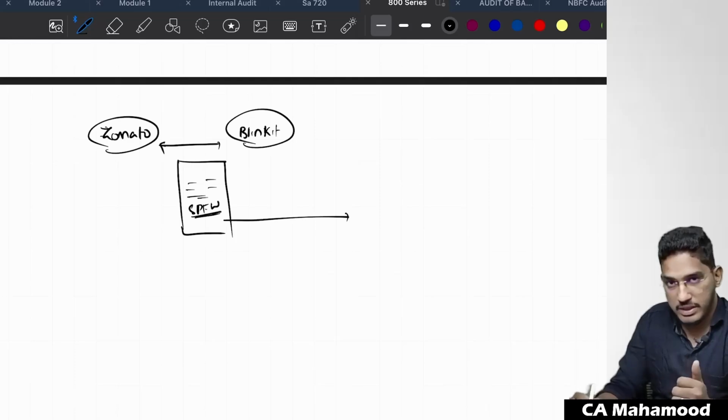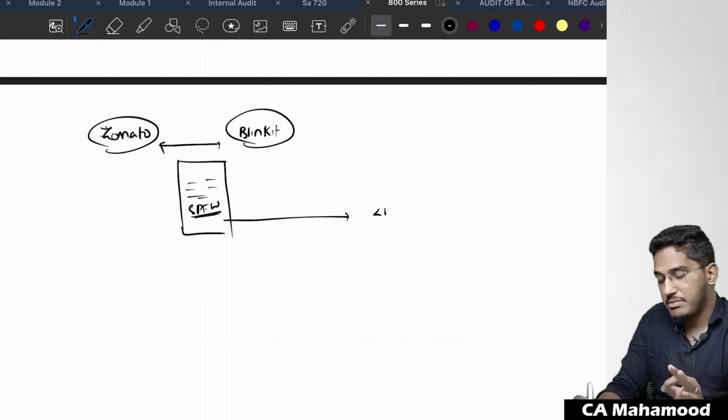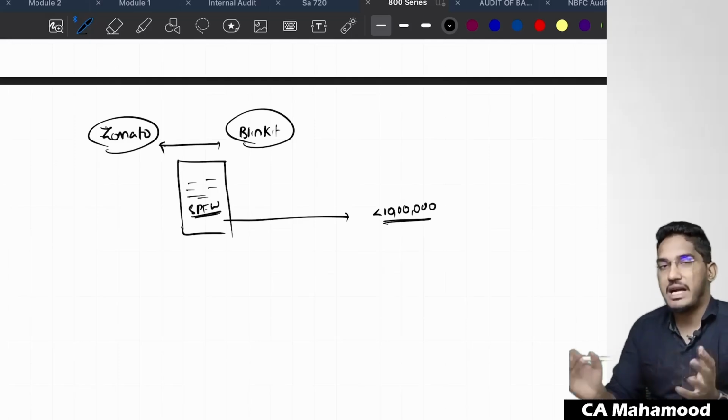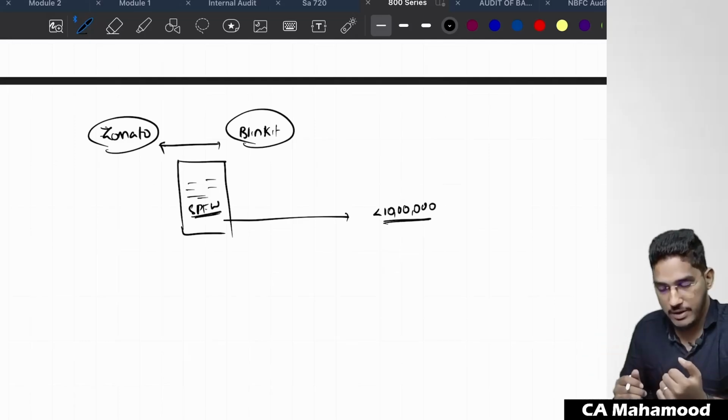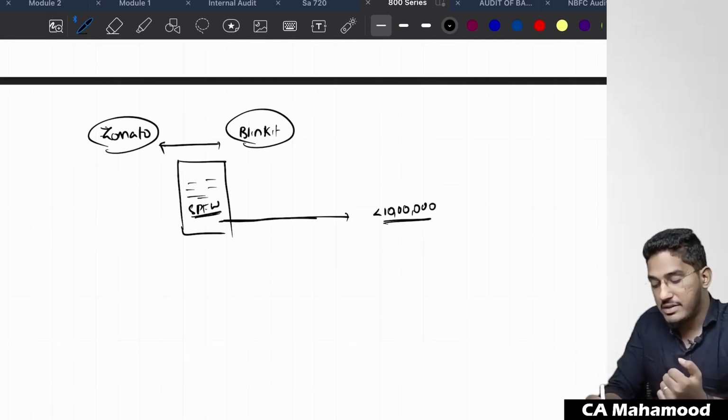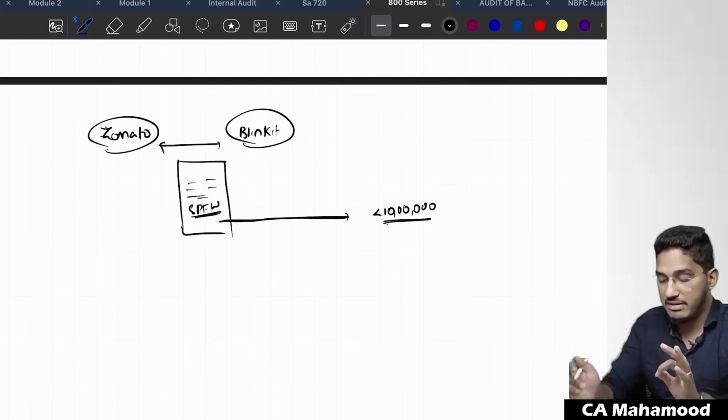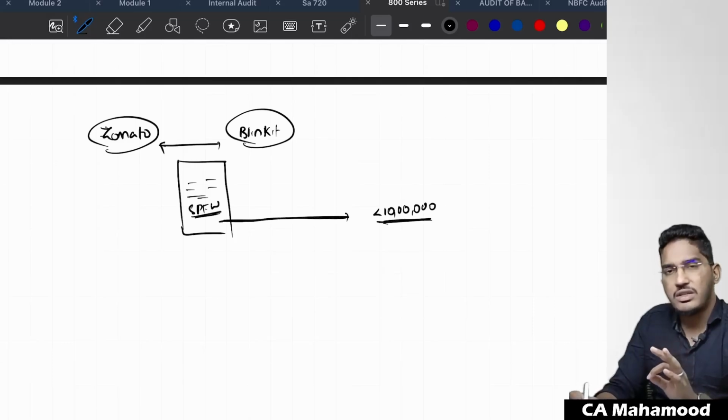Zomato agreed with Blinkit that they will keep one threshold when preparing the financial statements. If there is any misstatement below 10 lakh rupees, there is no need to correct it; we will accept it. So in the contract between the parties, in case the special purpose framework is defined by the contract, the parties have agreed a threshold, a limit, below which they will not correct any misstatements.